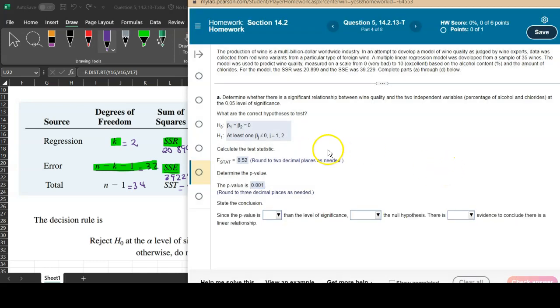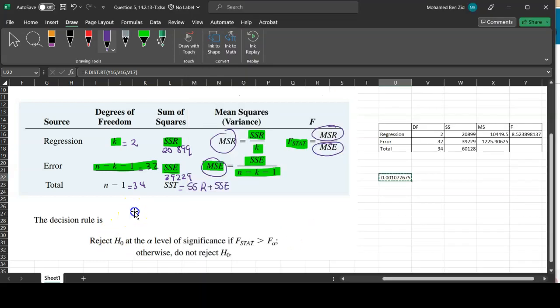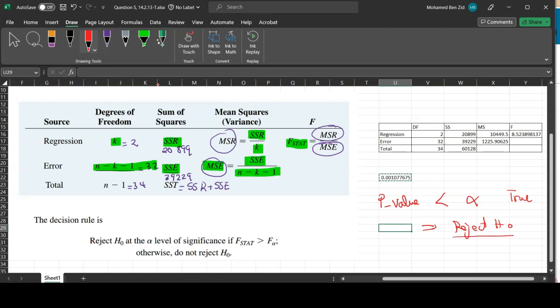Okay, good. Now the p-value, what we're going to do is decide accordingly with the p-value whether we accept or reject. Again, the formula for the p-value: if I have the p-value less than the alpha, and this is true, then reject H0. Rejecting H0 means there is a regression line, and we have enough evidence to reject, right? Okay, so we just have to compare them.